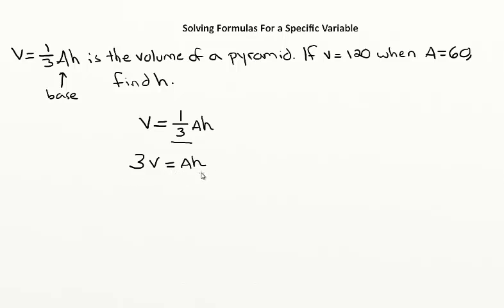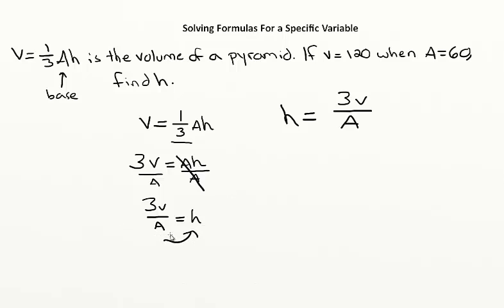So we want to get rid of this A, so we'll divide both sides by A. Then we get 3V over A is equal to H, because these two cancel out. Now let's write that up here again. So our H is 3V over A. It doesn't matter if you switch these around, what side of the equal sign they're on, because they're equal.